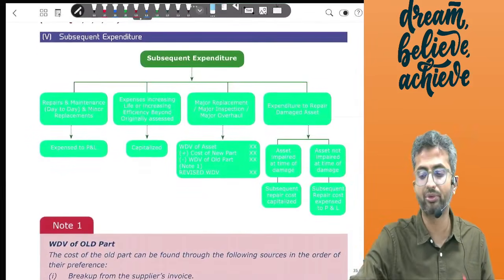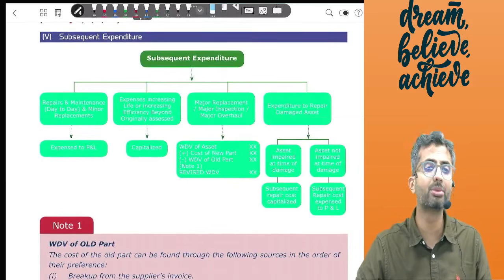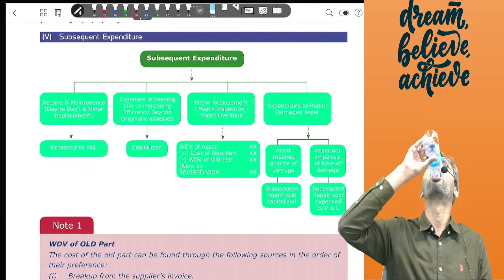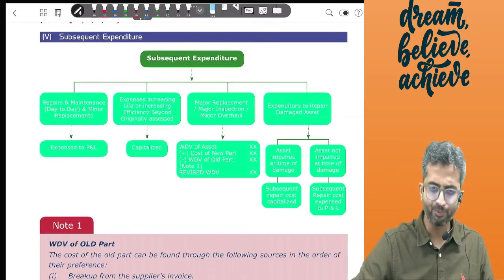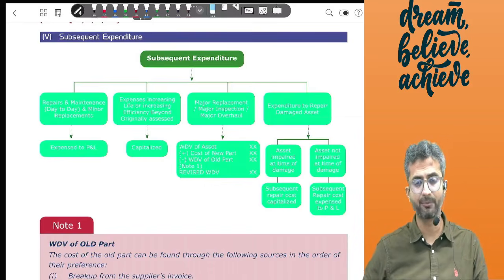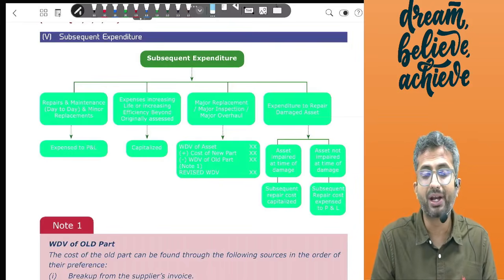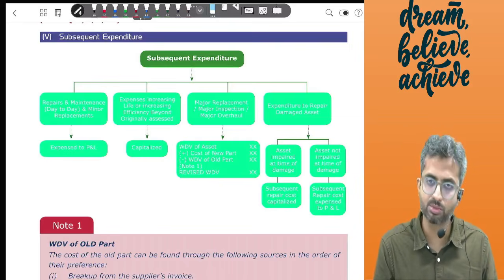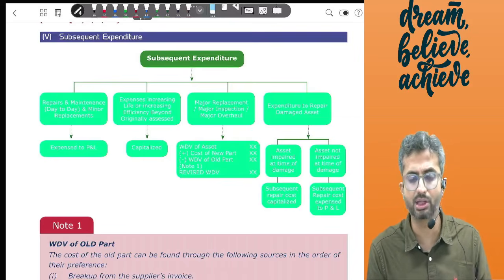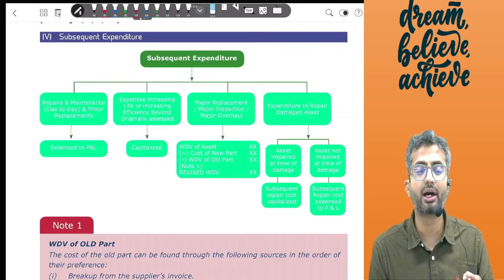Next, you go to the subsequent expenditure. Now, what do you mean by subsequent expenditure? Expenditure after the asset is in the ready to use condition. It may be in the form of regular repairs or maintenance or replacements, which can be minor or even major replacements.